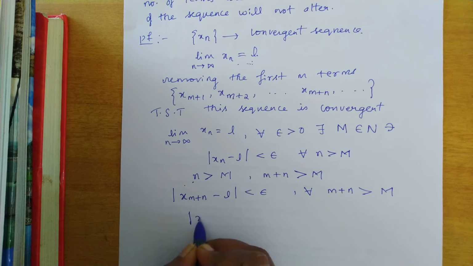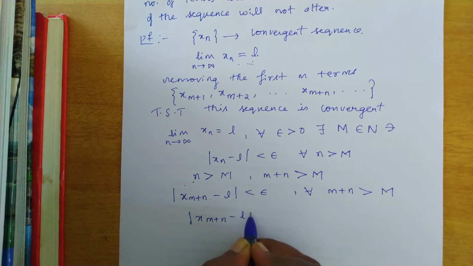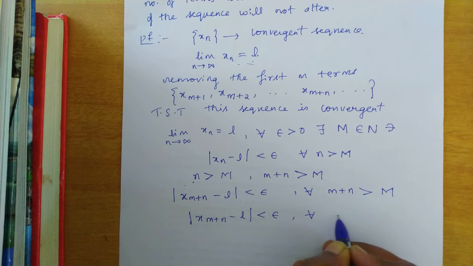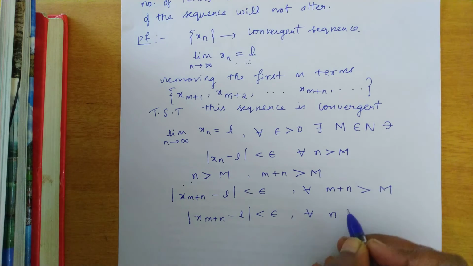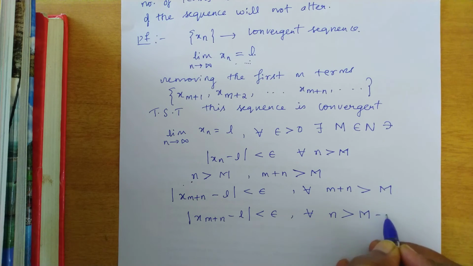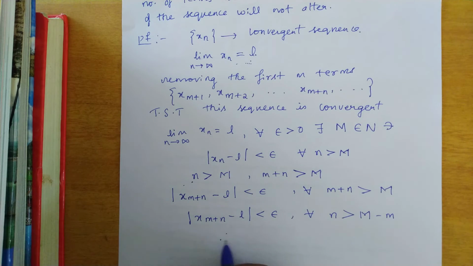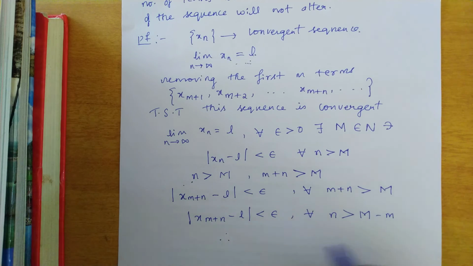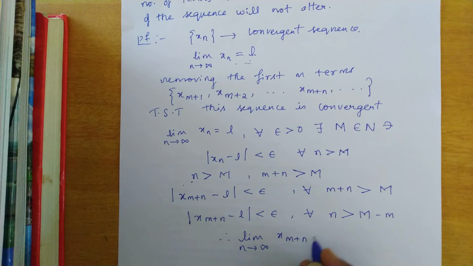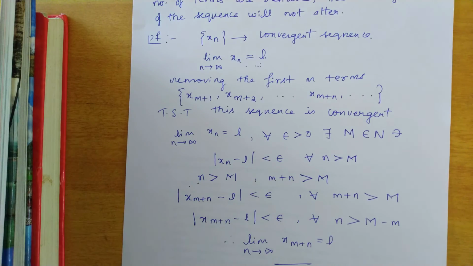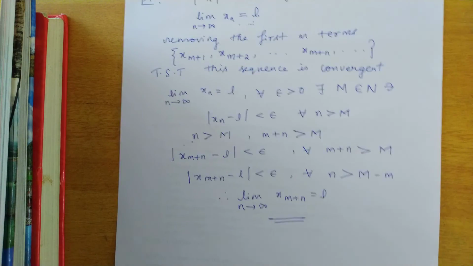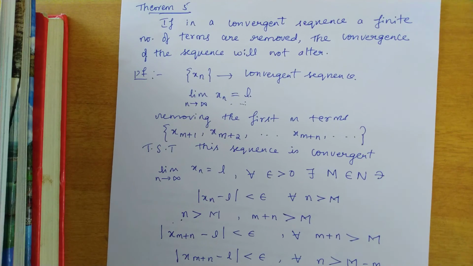Now here, x of m plus n minus L is less than epsilon. Let me keep n and shift the small m to the other side. So what do I get? n is greater than capital M minus m. So it is satisfying our convergence condition. Therefore you can write that the limit as n tends to infinity of x of m plus n is L, and hence the sequence is convergent. So this proves theorem 5.